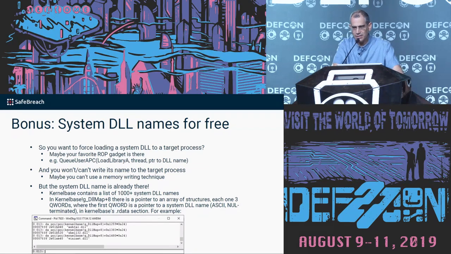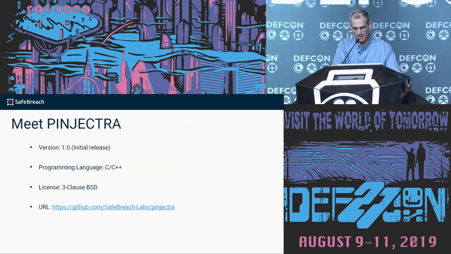Quick bonus: if you need to load a system DLL into an arbitrary process, and you don't have a writing technique to write its path into the process first, maybe your favorite ROP gadget is there. We have good news for you. Kernelbase.dll contains the names of more than 1,000 system DLLs, including things like mshtml.dll, shell32.dll, and win32u.dll. And you can use that to load the DLL using LoadLibraryA. And with that, I hand it over to you, Itzik.